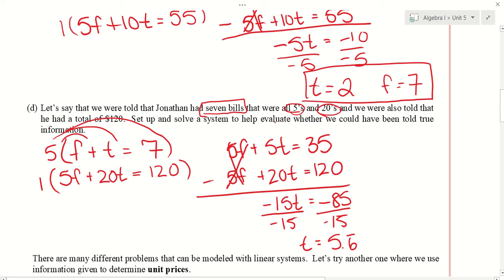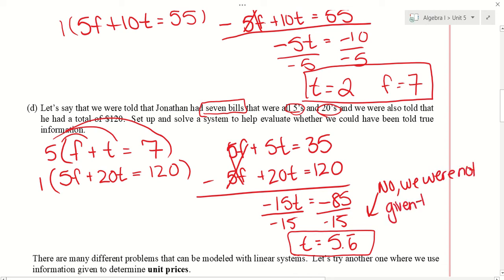Set up and solve to help evaluate whether we could have been told true information. Can we have 5.6 $20 bills? Is that possible? No. We were not given true information. So there's your first example of a real-world situation involving money.